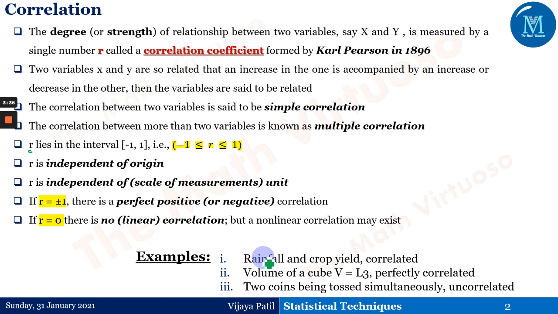Now, as I have already given you, the rainfall and the crop yield are correlated. The volume of a cube, V equals L cube, is perfectly correlated. Actually, it is L cube, right? So please make the change here, it's L cube.